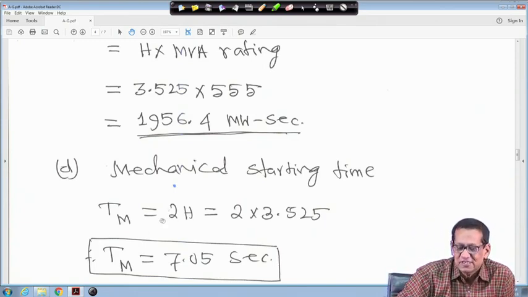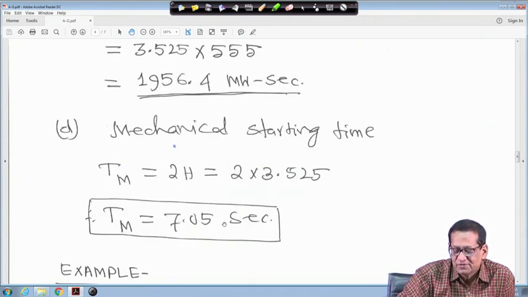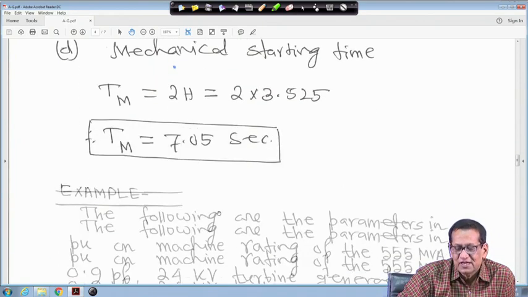There we have seen Tm is equal to 2H, that is 2 into 3.525, so Tm is equal to 7.05 seconds. This is the answer. Now, another example we have taken.